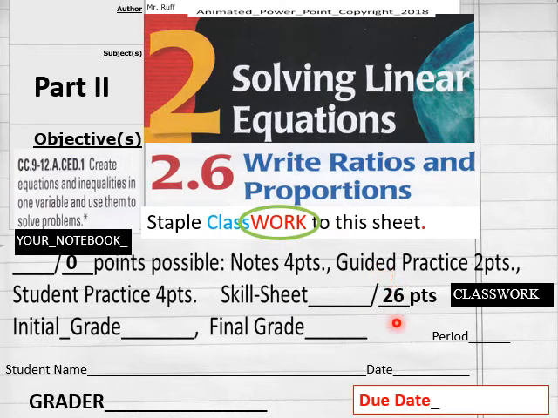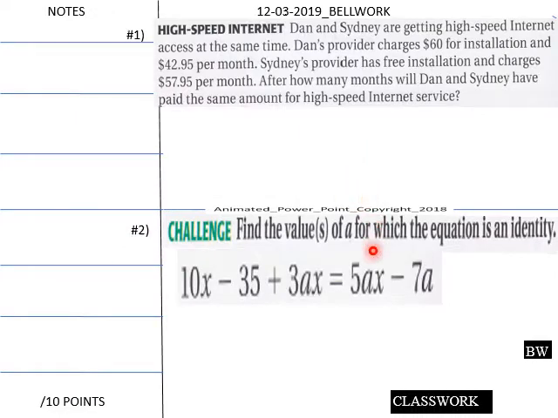On your classwork sheet you've got 26 points. Have that out in front of you now, on your phone, your iPad, or your Chromebook, and 0 points for notes. So no notes today. Lesson 2.6, ratios and proportions, and we're going to start out with a bell work today.